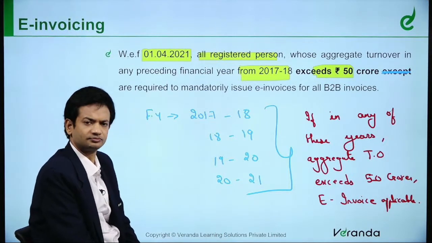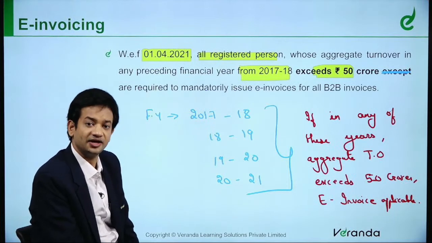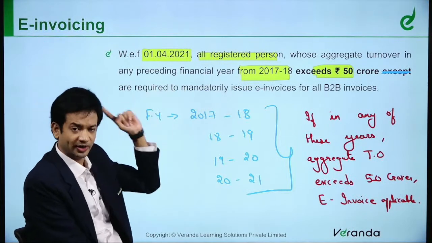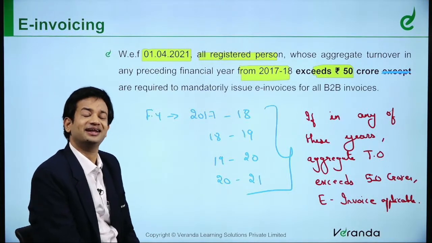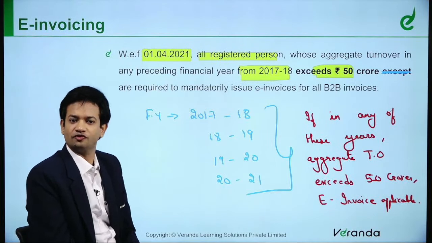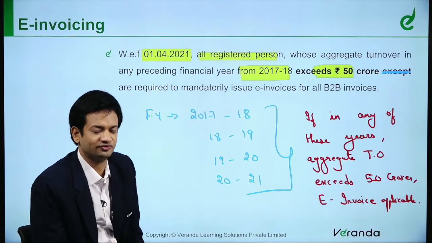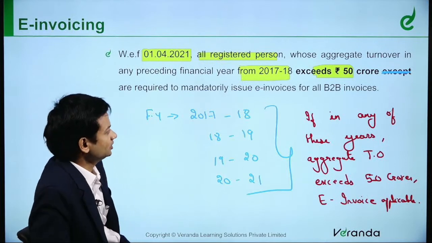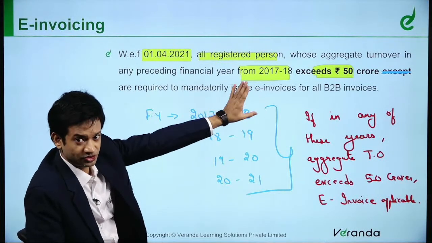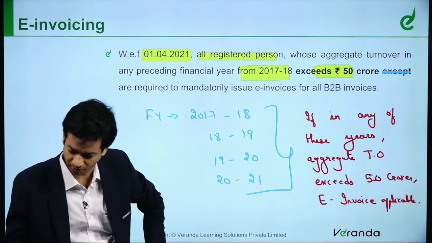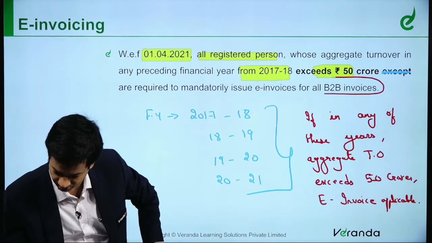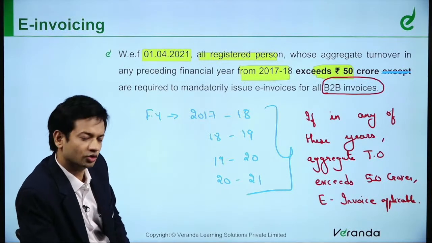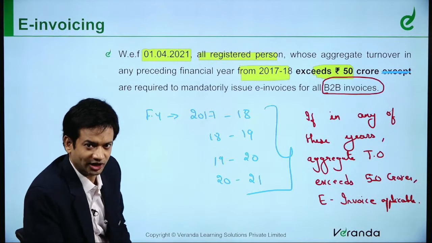So, if in any of these financial years my turnover exceeded 50 crores, then from 1st April 2021, I am liable to issue e-invoice for all my supplies, right? Now, for B2B invoices, not B2C, I repeat, only B2B. That is also an important point here. B2C, I will come to that. There is a separate portion on dynamic QR code, and there is a detailed circular on that, we will discuss that.